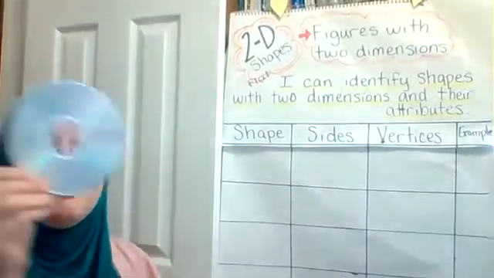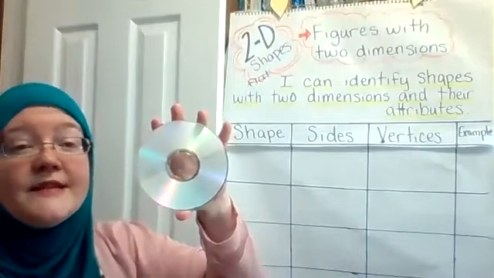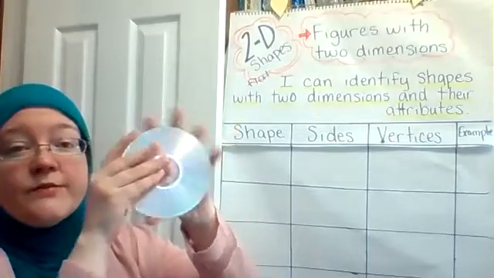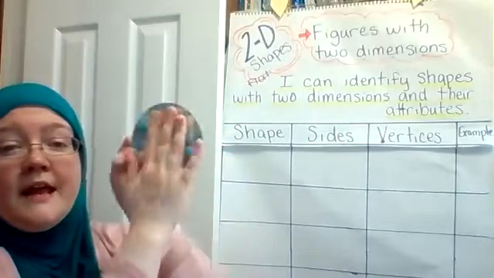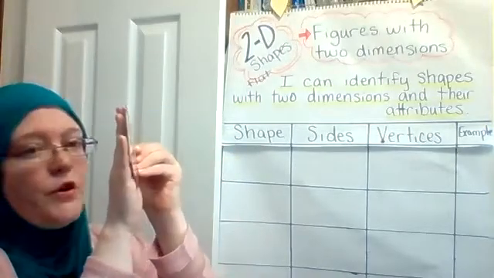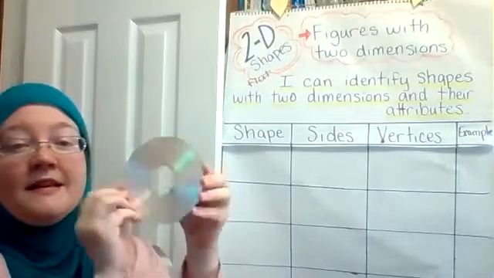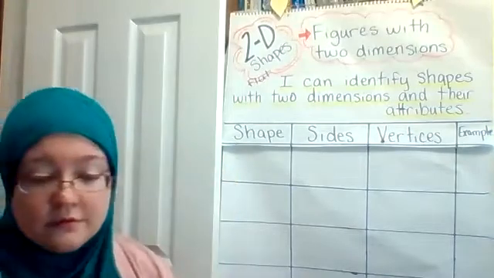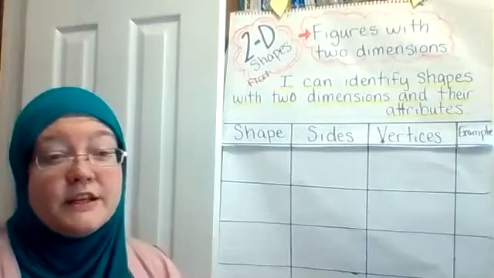Another one, you might watch movies on it. It's called a CD or a DVD. It has a smooth body. It has a front and a back, but no side. It is flat. Circle.